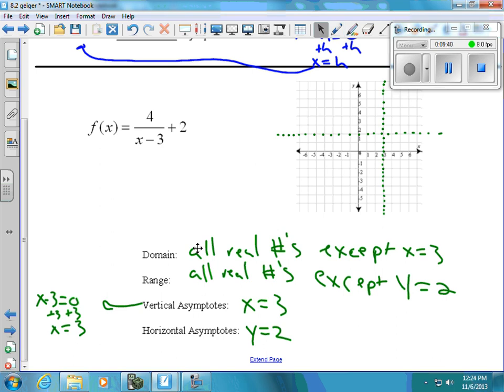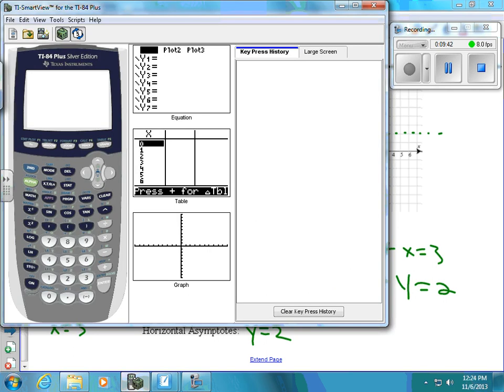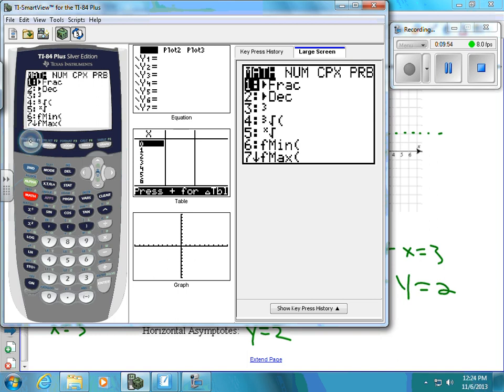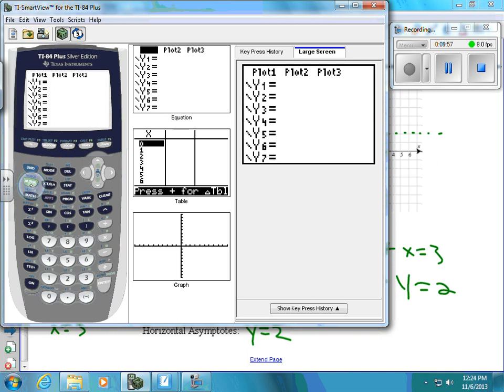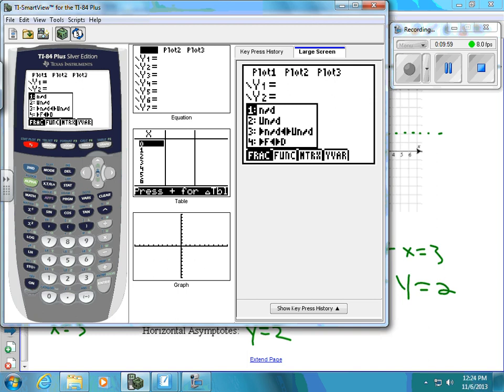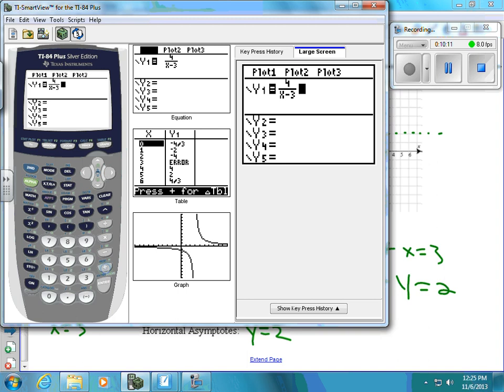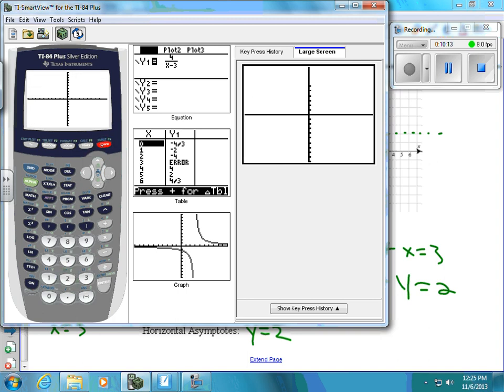So how are we going to graph this? Well, we're going to use our graphing calculator. So go to y equals, plug in your equation. The fastest way, hit alpha, y equals, and we can make a fraction here. So I'm going to put in 4 over x minus 3 plus 2. And we're going to graph it.